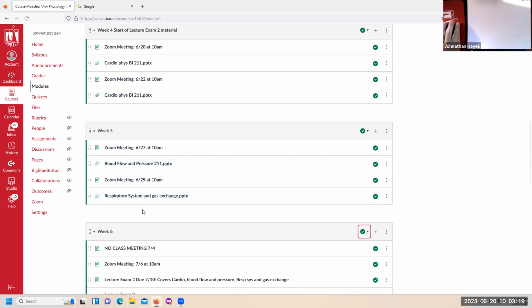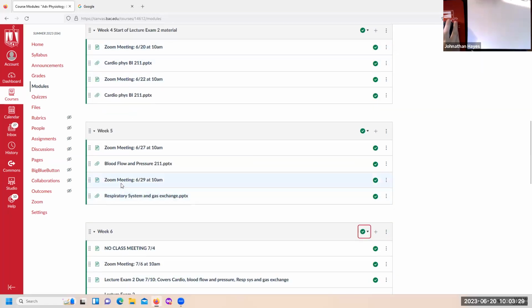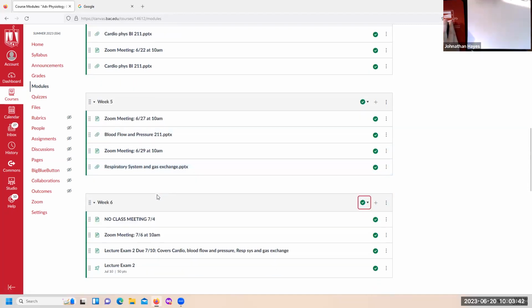And then we will end our material for lecture 2 with the respiratory system and gas exchange. So all the material that's being covered for the lecture 2 exam is just right in these two modules. Cardio phys is just one PowerPoint. We're going to do part of it today, and part of it Thursday. We'll get through blood flow and pressure next Tuesday. We'll finish up with respiratory system and gas exchange next Thursday.